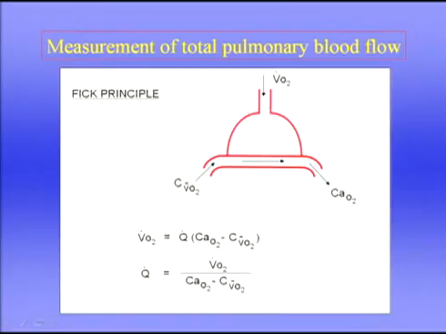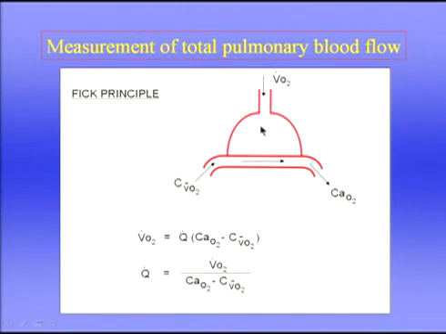And what the Fick principle says is that the volume of oxygen, and now here we're using these symbols that we talked about a little bit ago, just to clarify again, the volume with a dot over it means volume per unit time. So this is the oxygen consumption measured at the mouth.